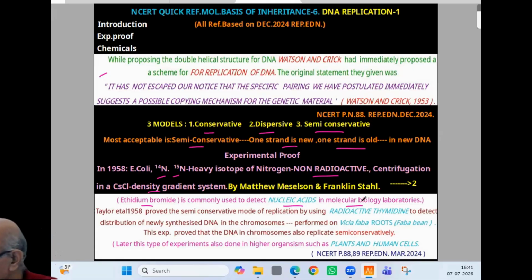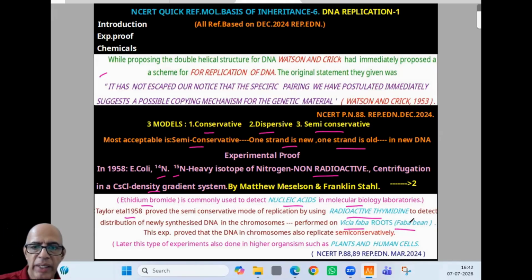Taylor et al. in 1958, another scientist, proved the semi-conservative mode of replication by using radioactive thymidine to detect distribution of newly synthesized DNA in chromosome, performed on Vicia faba root, commonly called faba bean. This experiment proved that DNA in chromosome also replicates semi-conservatively. So a very common question for theory entrance. Later, this type of experiments was also done in higher organisms like plants and human cells. Direct NCERT, page number 88, 89, reprint edition, March 2024. I think idea clear.